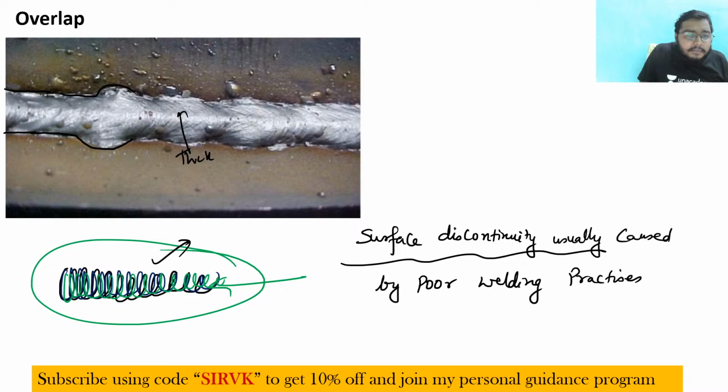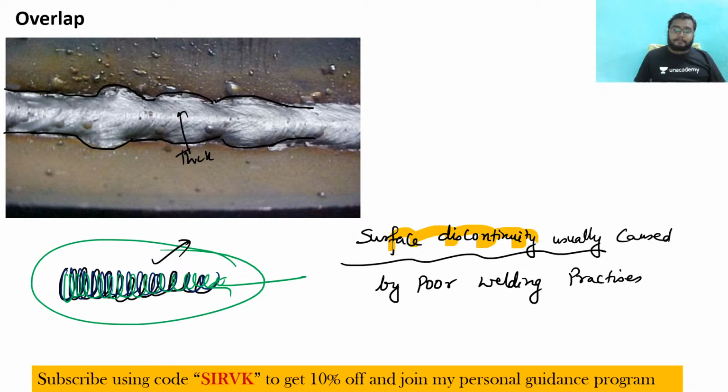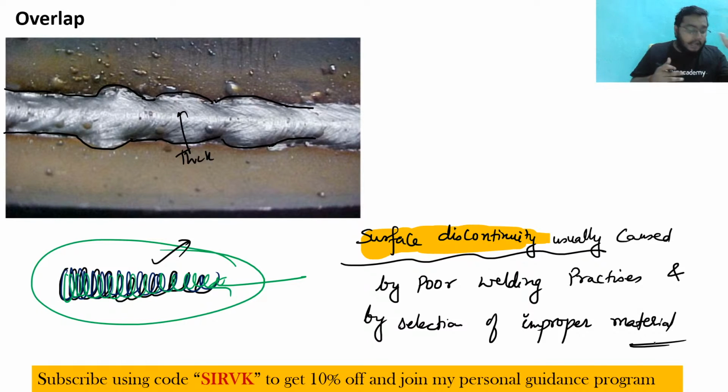See the weld bead is more in this case. Here again it is narrow, here again it is thicker, again here more thicker like this. Now again this is narrow. So you can understand there is a surface discontinuity. This is known as overlap. And by material. So these are the causes due to which we are getting the overlap kind of defect.